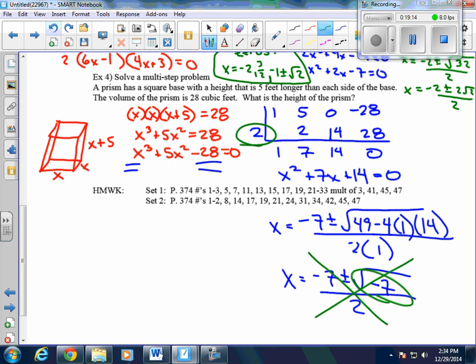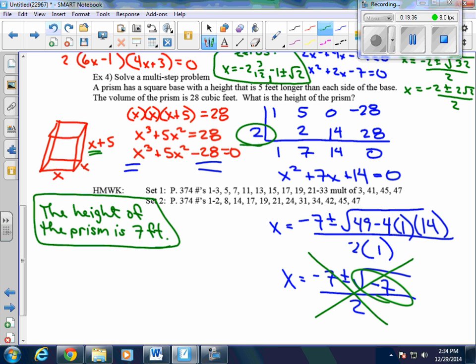So the question then asks, what is the height of the prism? Well, if x is 2, we know that the height of the prism is 7 feet. Right, so sometimes they'll ask you for the height of that object. Sometimes they'll ask you what are the dimensions of that object. So make sure to go through and answer the question that they ask you.